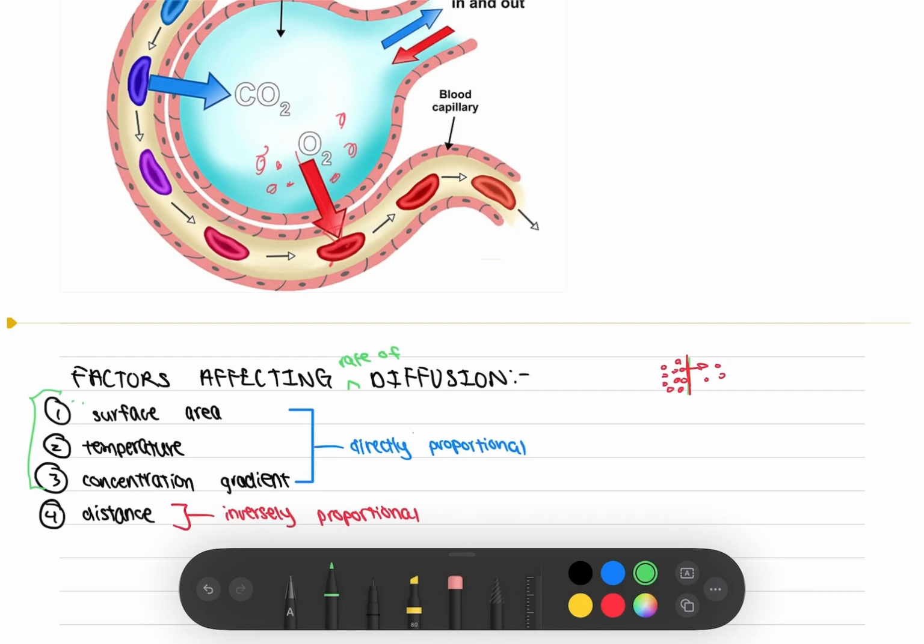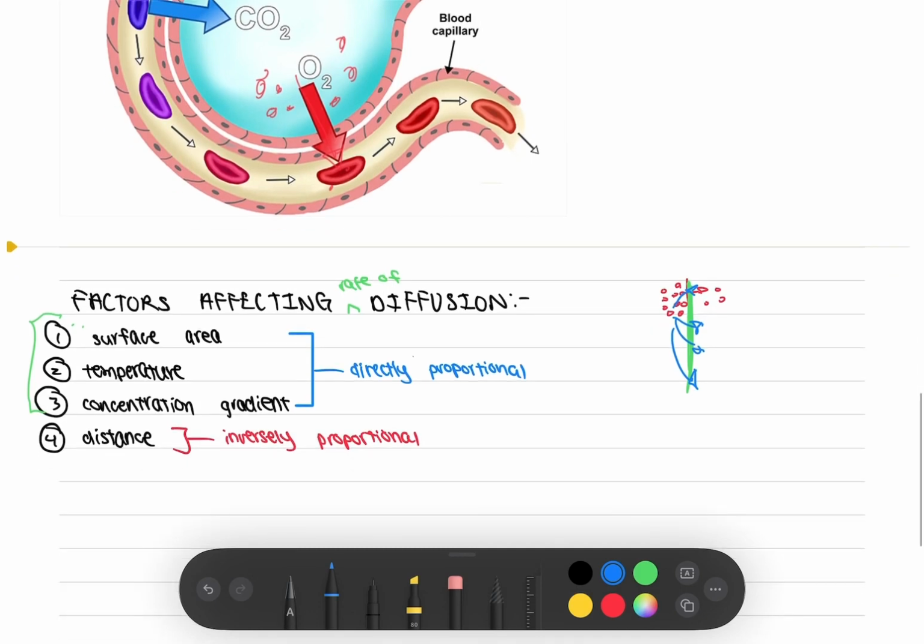But imagine the surface area of your semi-permeable membrane got about this big. It would be much easier for all these particles to cross it from here, so there's a lot more space for them to cross the semi-permeable membrane, which means the rate of diffusion is much quicker.